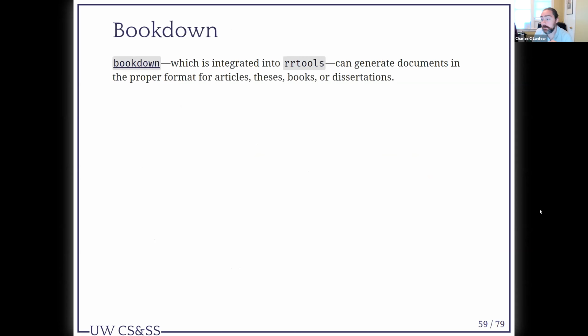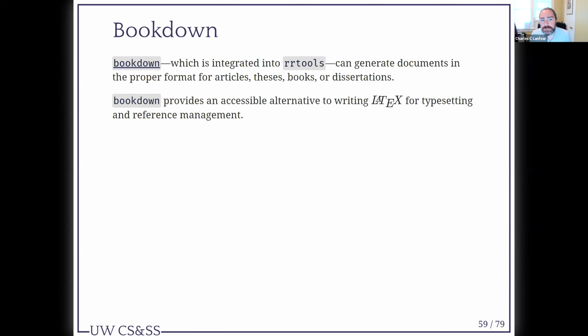Okay, another thing to know about is Bookdown. Bookdown, which is also integrated into RTools, but it's sort of a broader framework for this. Bookdown can generate documents in the proper format for articles, theses, books, or dissertations as Markdown documents. So what Bookdown does is it provides an accessible alternative to things like writing LaTeX for doing typesetting of a book and doing reference management. You can do it all in Bookdown instead of messing with those BibTeX files and LaTeX templates.